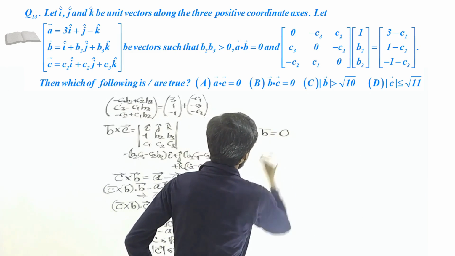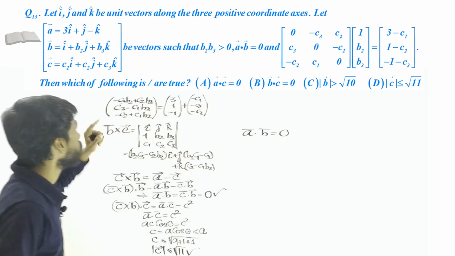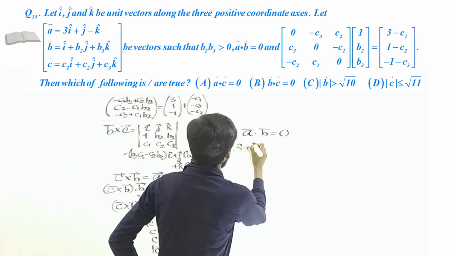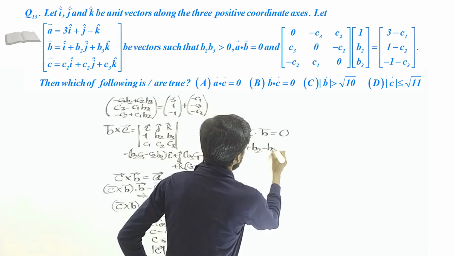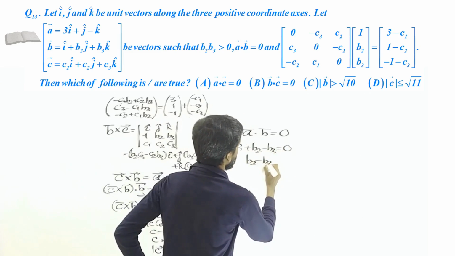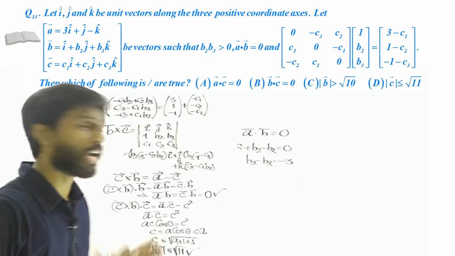So if A dot B is 0, let us take the dot product. What is A dot B? That is (3, 1, -1) dot (1, B2, B3). So 3 plus B2 minus B3 equals 0. This gives you B2 minus B3 equal to minus 3. So this is one relation we have. We can use it to find the magnitude of B.